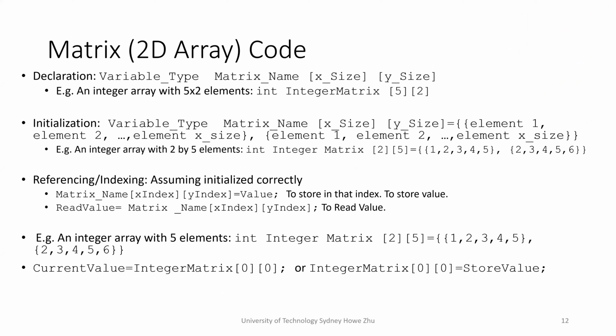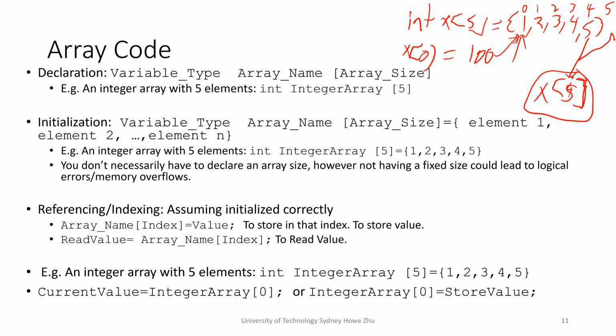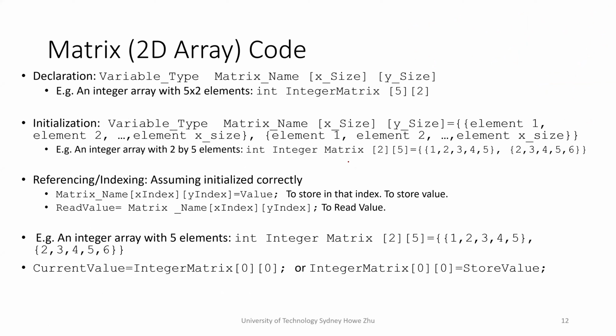Likewise, matrix code just has an extra designation, where you have a column and a row, while arrays are basically a single dimension. So arrays only really have a column; this number here denotes how many columns you have, and then you reference by the column. With matrices, you have a number to reference the columns and a number to reference the rows. So you can have multiple rows in one matrix.